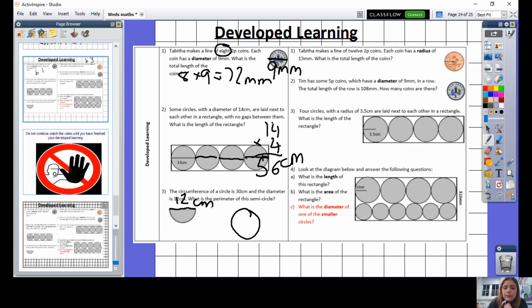The circumference, the outside of a circle, is 30 centimetres and the diameter across the middle is 12 centimetres. What's the perimeter? The diameter is 12, half of the circumference is 15. 12 add 15 would total 27 centimetres.